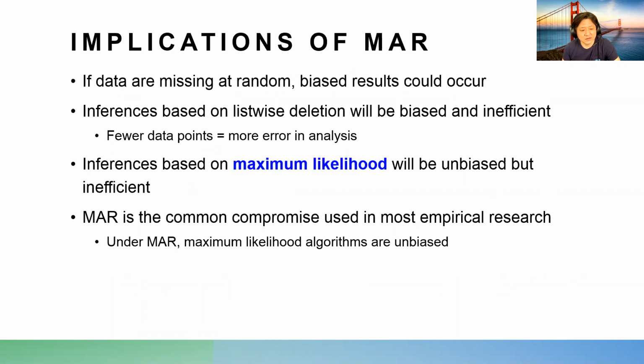So inference is, again, if your data is not MCAR, your listwise deletion or pairwise deletion, these are all the traditional missing data imputation methods, right? And mean imputation or median imputation, they will all be biased. But the good news is that maximum likelihood estimation or multiple imputation, we'll talk about that later, will be unbiased.